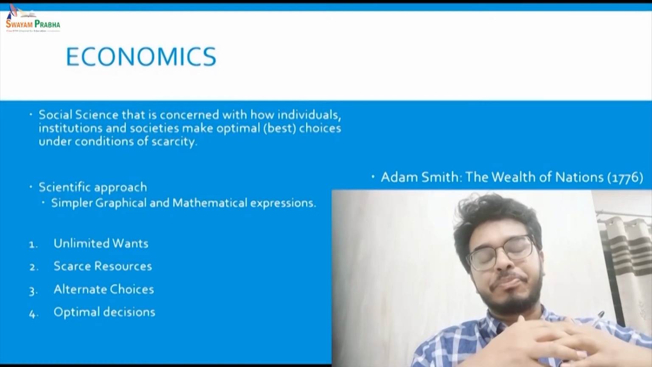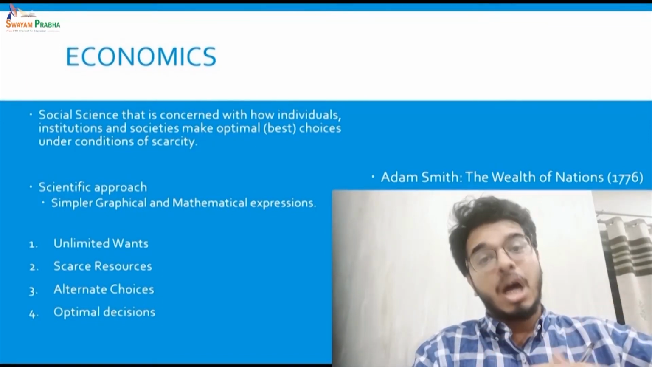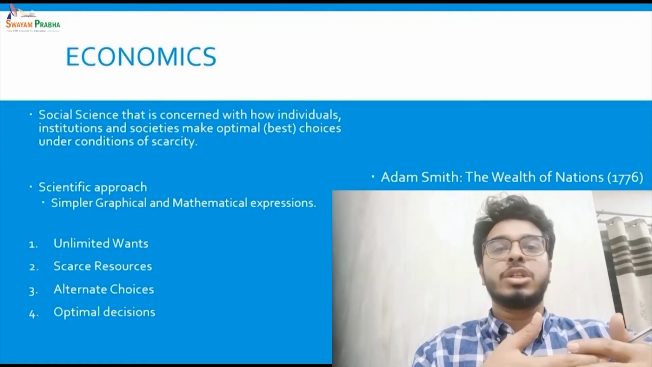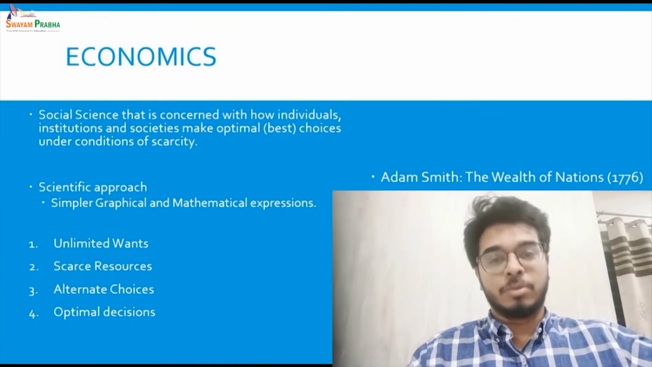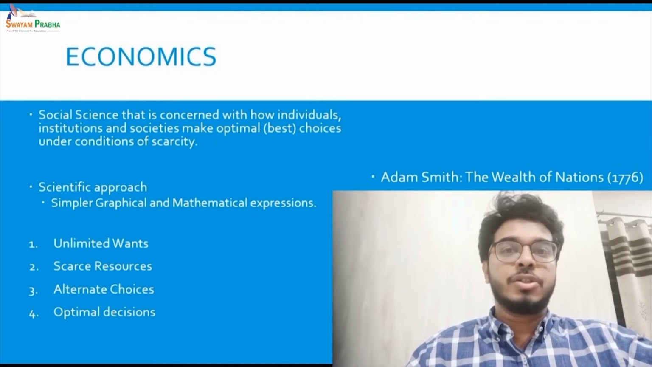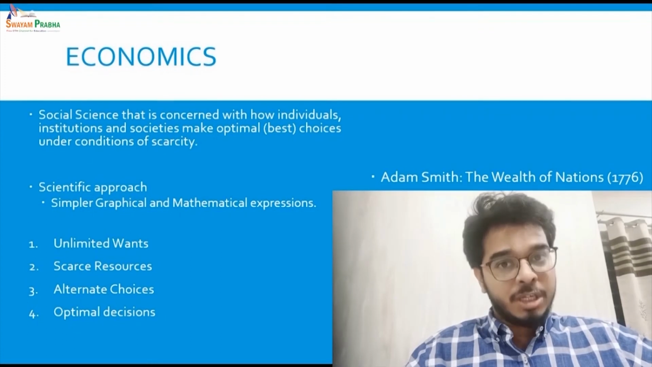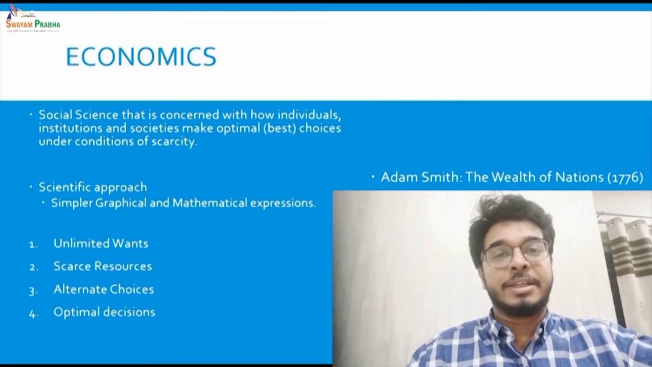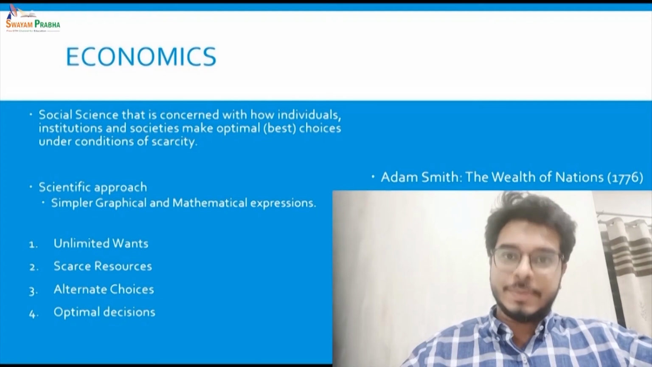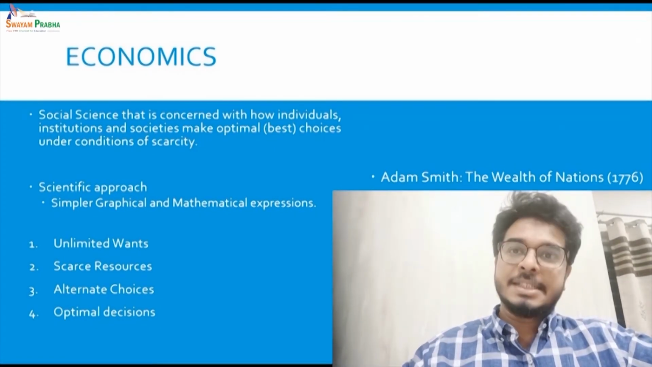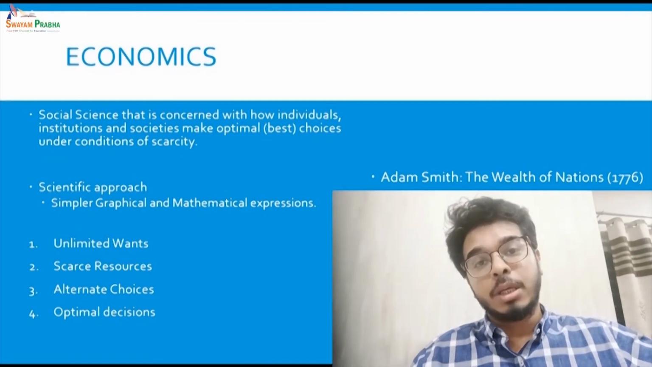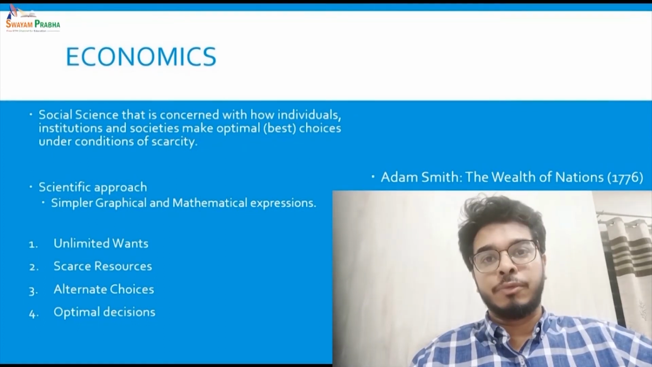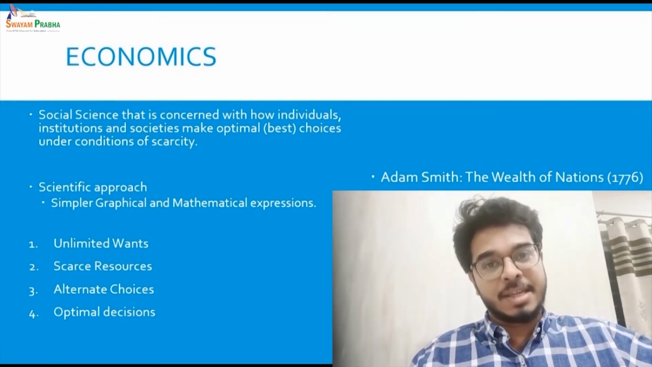It's a social science that is concerned with how individuals, institutions, and societies make optimal, that is the best decisions, under conditions of scarcity when they are given a few alternative choices. Institutions can mean an organization, the state or the government, a country, different countries, or a group of countries. So how they take certain decisions, and they are supposed to be the best decisions, given all the conditions of their requirement and the given scarcity.